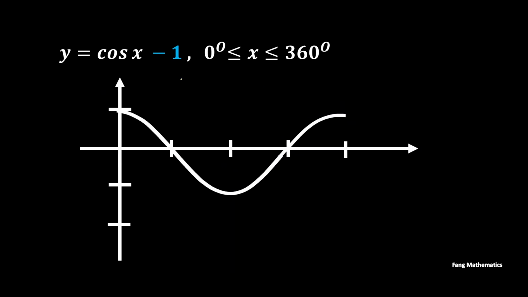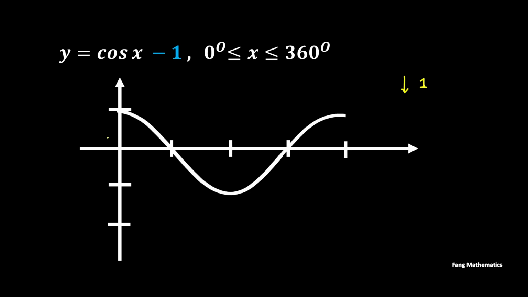Moving on, we are to look at this case in which minus 1 is operated outside the function. Since it's operated outside the function, you are to perform vertical movement. Therefore, let's look at the sign. It's a minus, so you are to move downwards, the same direction as the sign, for 1 unit.